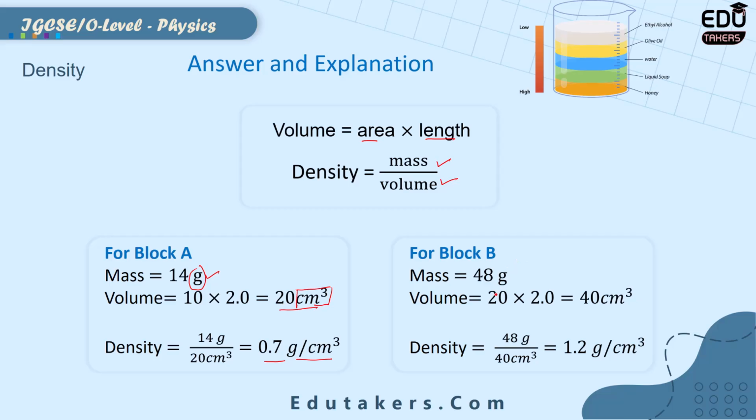For the block B, the mass is 48 gram and the volume is 20 times 2.0, which is area multiplied by length. You get 40 cubic centimeter volume. Then calculate the density by using the same formula, mass per unit volume. You get 1.2 gram per cubic centimeter. It's the density for the second block B.